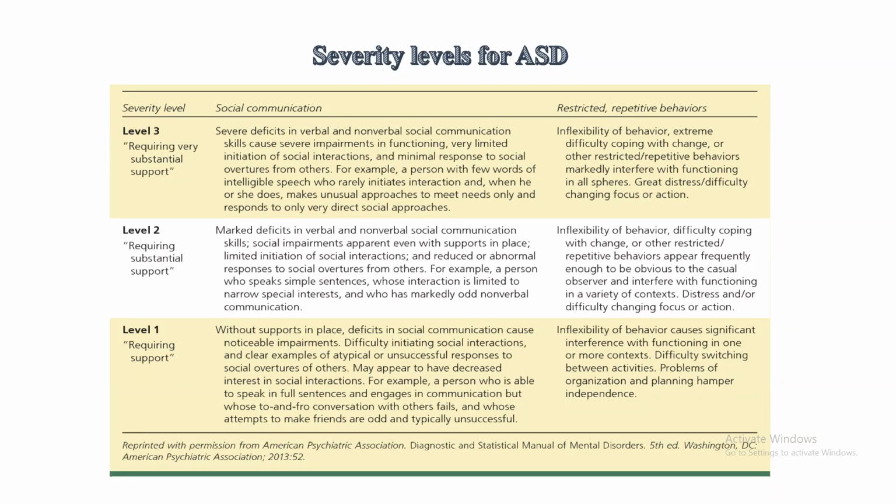For example, a person who's able to speak in full sentences and engages in communication, but whose to-and-fro conversation with others fails, and whose attempts to make friends are odd and typically unsuccessful. Inflexibility of behavior causes significant interference with functioning in one or more contexts.